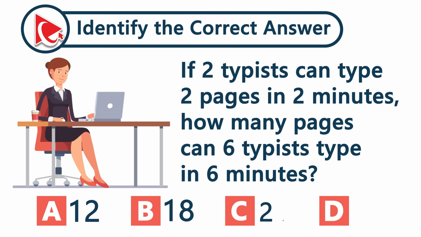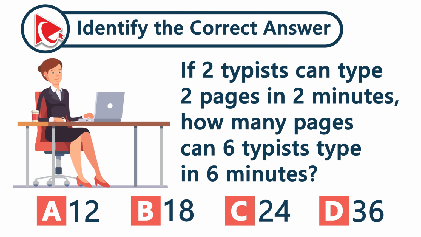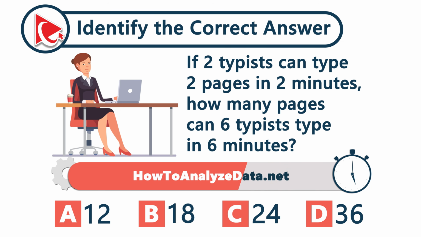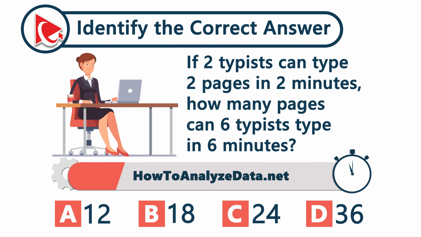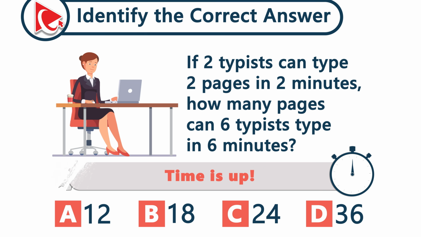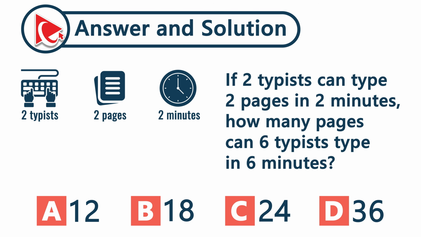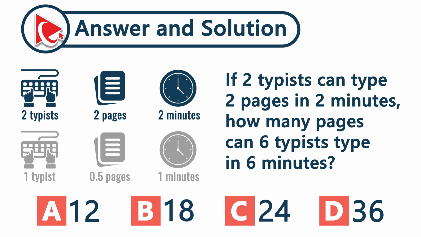If 2 typists can type 2 pages in 2 minutes, how many pages can 6 typists type in 6 minutes? Let's break it down. If 2 typists type 2 pages in 2 minutes, that's 1 page per minute total, or 0.5 pages per typist per minute.